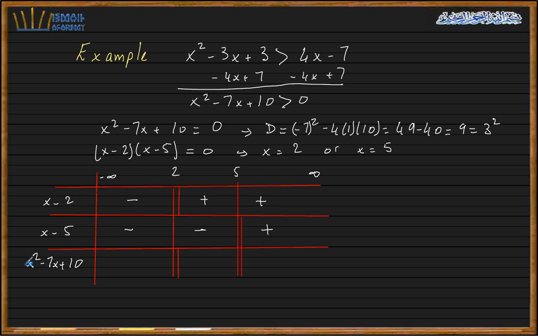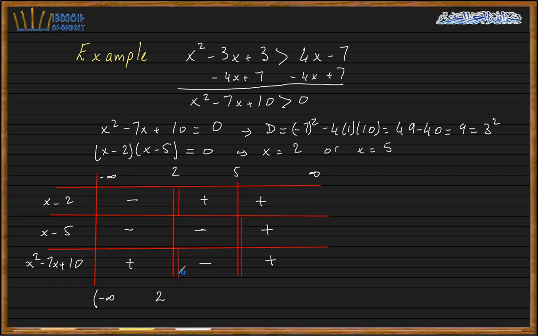This can be found by taking the product of those two expressions. So I need to multiply the signs to get the sign of that expression. Minus times minus is positive, negative, positive. Here they ask me for the positive side, so those are the positive sides. So my solution will be minus infinity to 2.